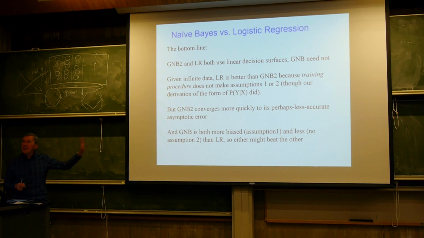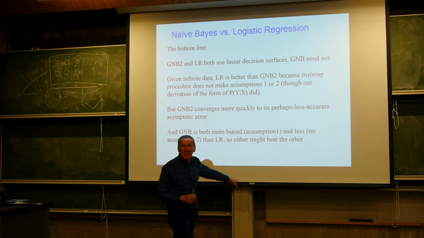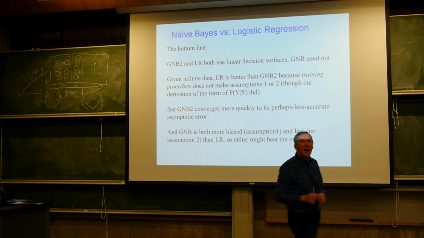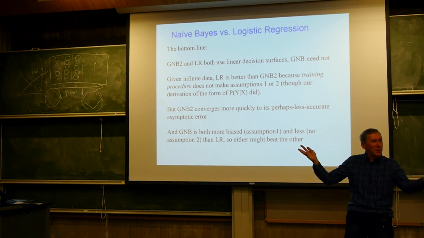All right, so I'm going to leave Gaussian naive Bayes and logistic regression behind and move on to another topic. Any comments or questions before we do that?